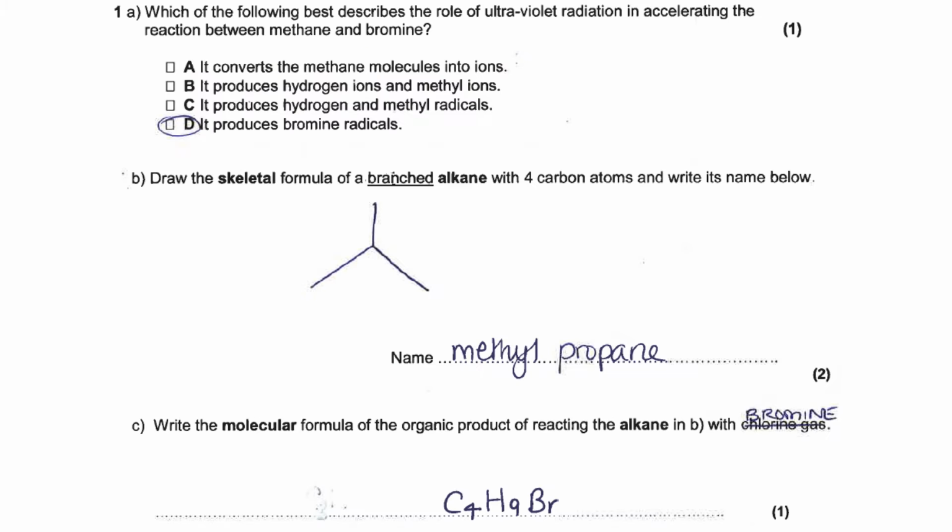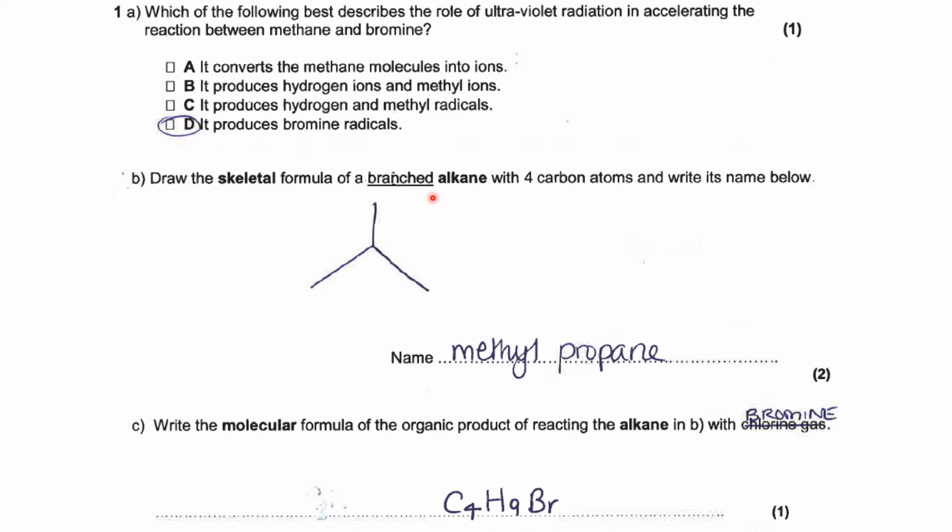The reaction between methane and bromine is a free radical substitution reaction. That happens in 3 stages: initiation, propagation, and termination. The ultraviolet light is involved in the initiation process, where it splits or homolytically lyses the bromine molecule into 2 bromine free radicals. So this is the only answer it could be. The ultraviolet light doesn't provide enough energy to break any of the other bonds.